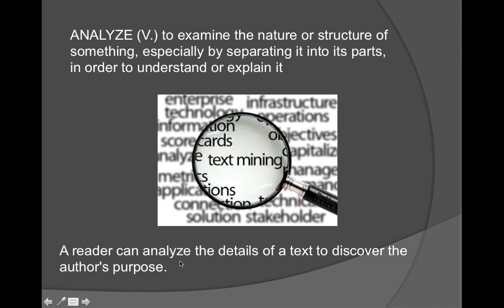A reader can analyze the details of a text to discover the author's purpose. In other words, a reader can examine, can interpret, can investigate, can analyze the details of a text to discover the author's purpose. So what is one way when you're reading something that you don't quite understand what the purpose is? Well, in order to find the author's purpose, what the author is writing about, you have to look at your text. You're going to be using a strategy that is called context clues when you're reading.